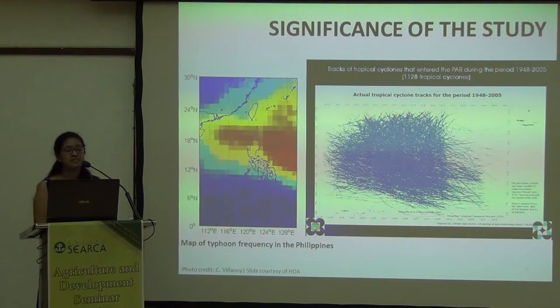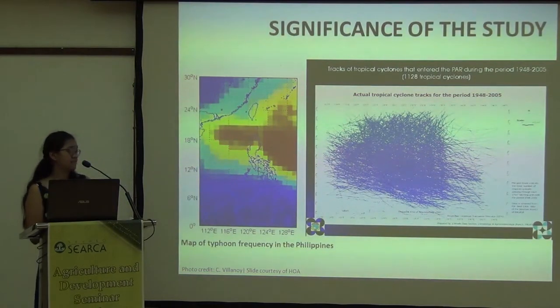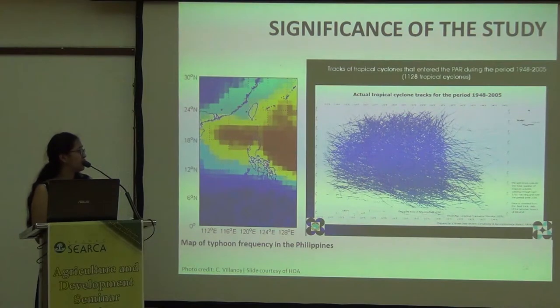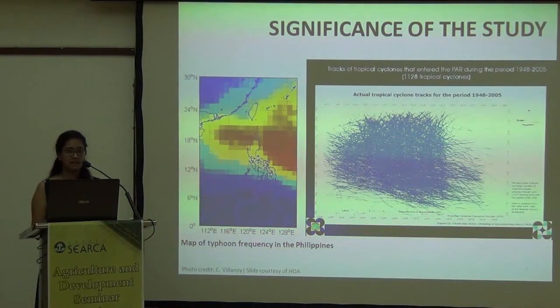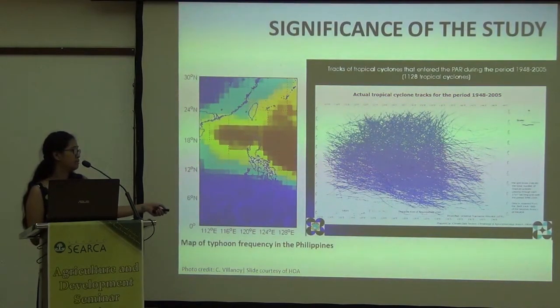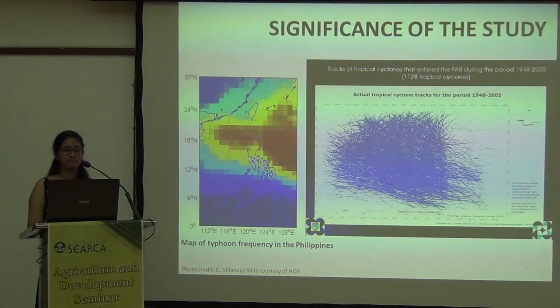And this is the tropical cyclone track for the period 1948 to 2005. And this is the typhoon frequency in the Philippines. So we can see here that most of those in the Central Visayas region are affected by the typhoons. And now we have observed a shift in the usual typhoon track. So now they are beginning to hit the Mindanao area.